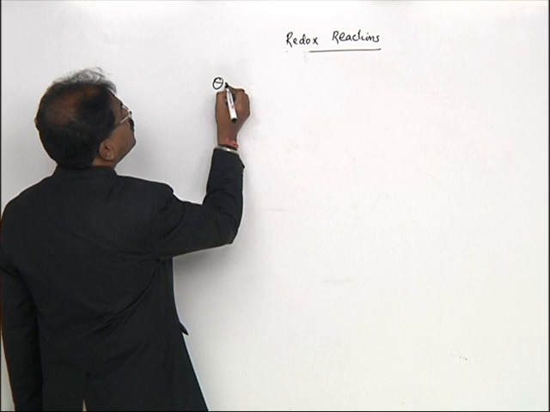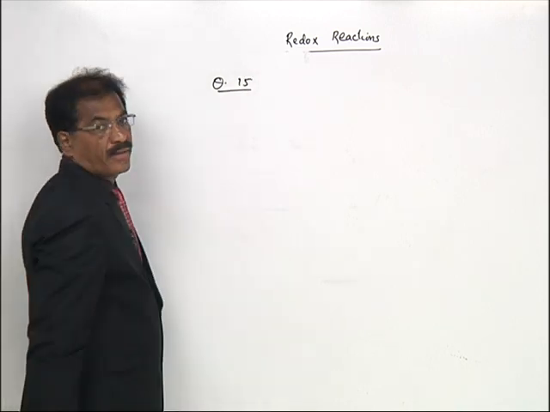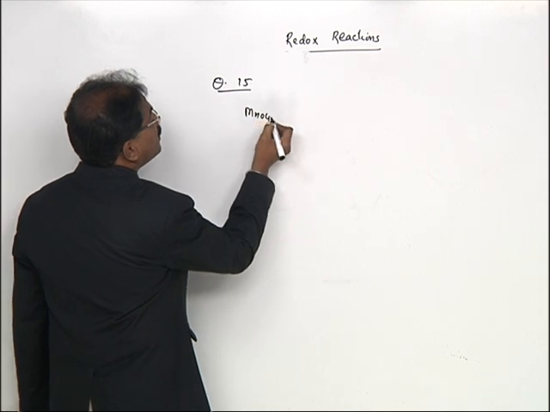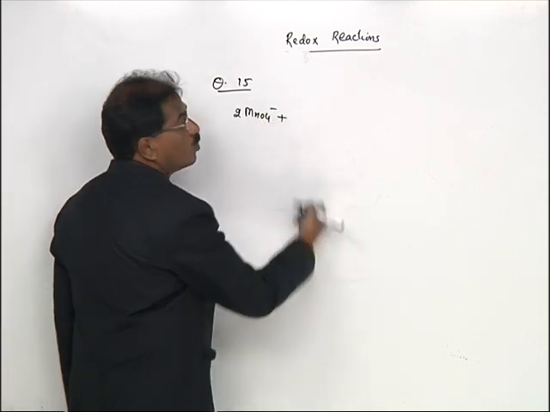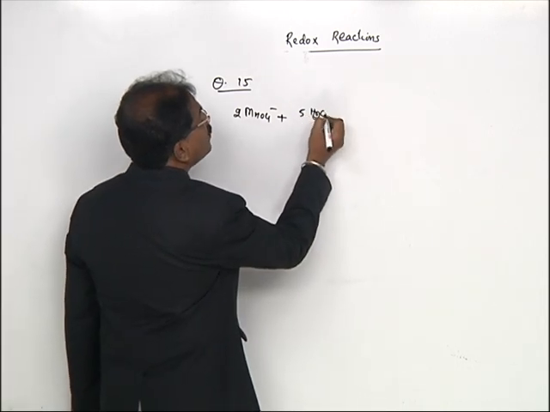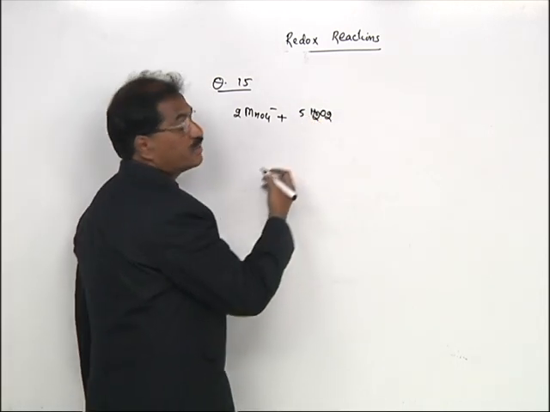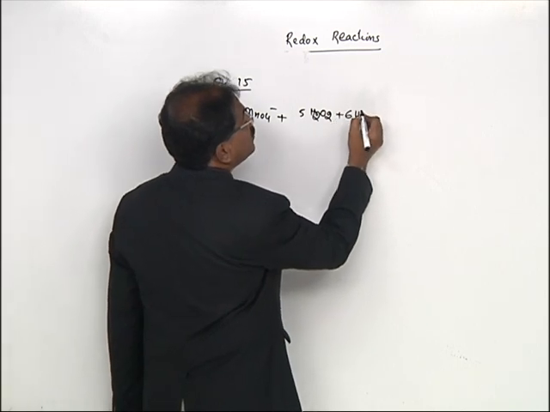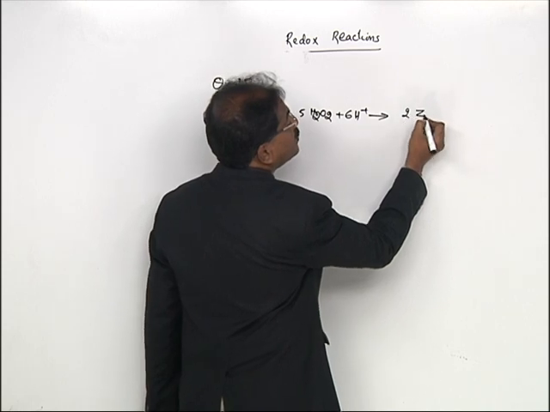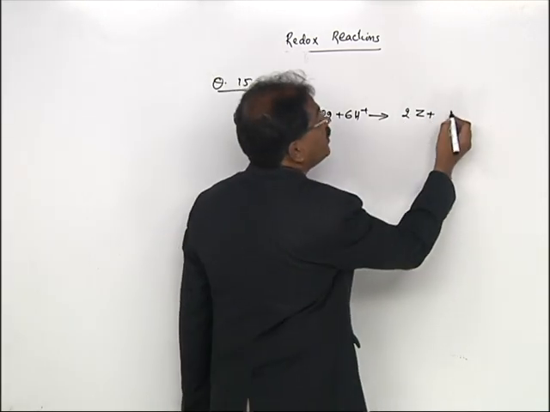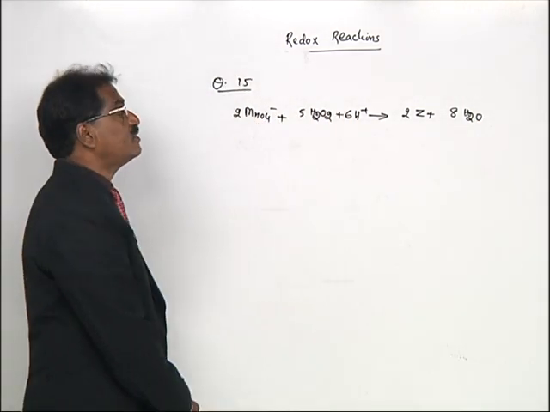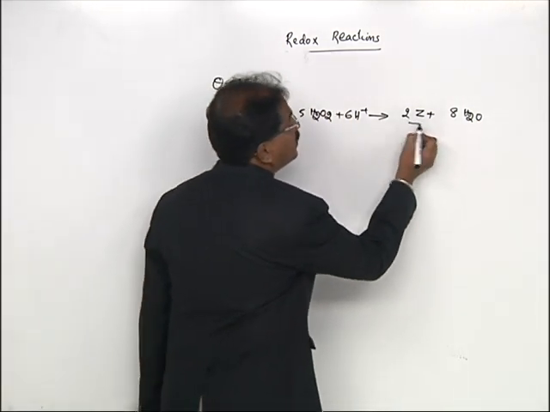Next, question number 15. Here MnO4 minus, permanganate, is participating in the reaction. They have taken 2 moles of the permanganate. It is reacting with 5 moles of H2O2 plus 6 moles of H+, and gives 2Z plus 8 H2O. This is the reaction given. In this reaction, we have to identify this Z.